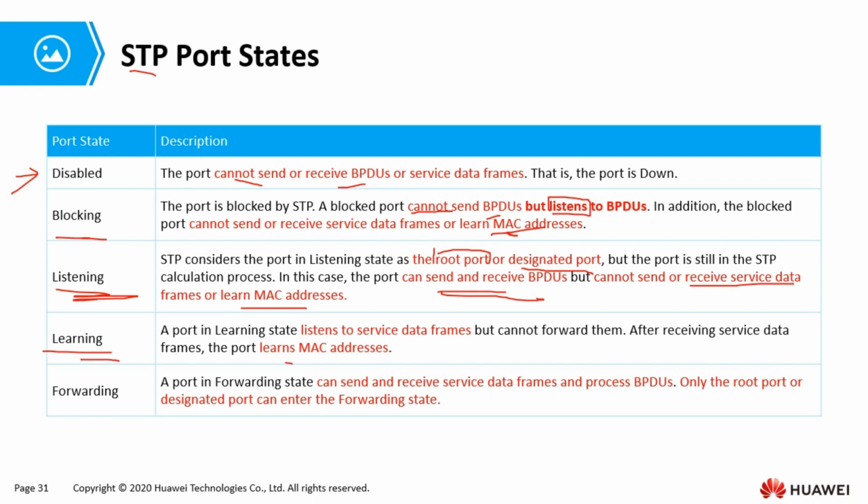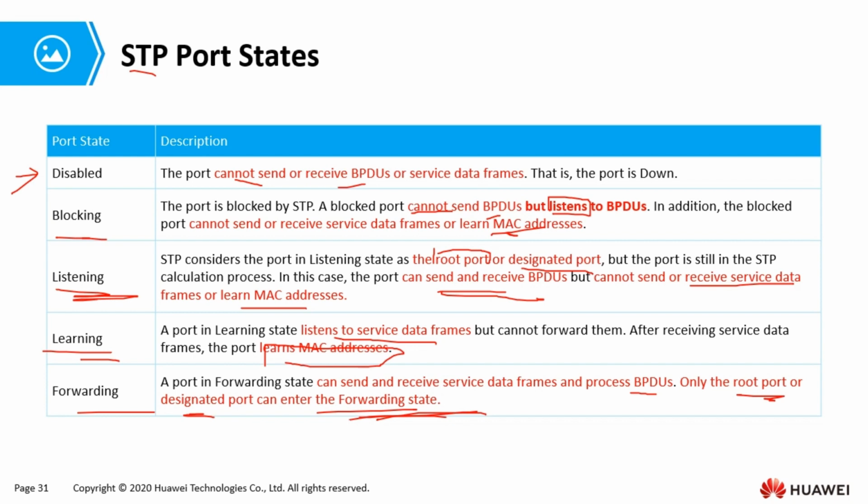Okay, if we say learning, that means you learn the MAC address and you are going to listen to and send or receive the service data, because you need to learn your MAC address. And forwarding, basically you can send and receive the service data and process the BPDU. So only the root port or designated port can enter the forwarding state. So if you are an alternate port, you want to move to forwarding state to become a root port.